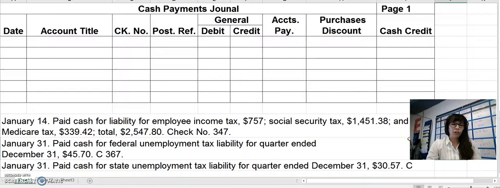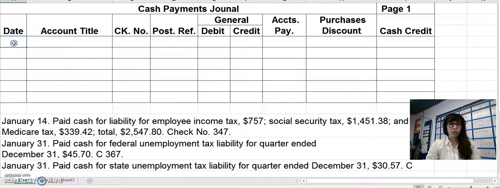On January 14th, we paid cash for liability of employee income tax, $757, Social Security tax of $1,451.38, and Medicare tax, $339.42, for a total of $2,547.80. This is check number 347.